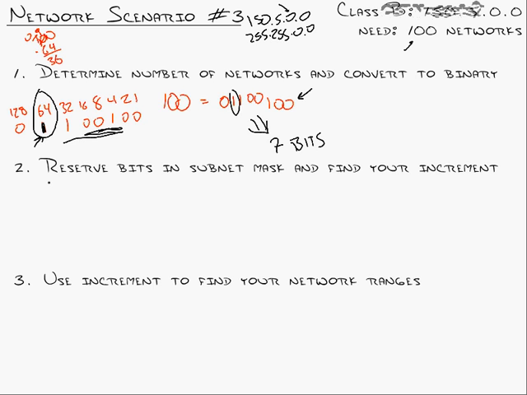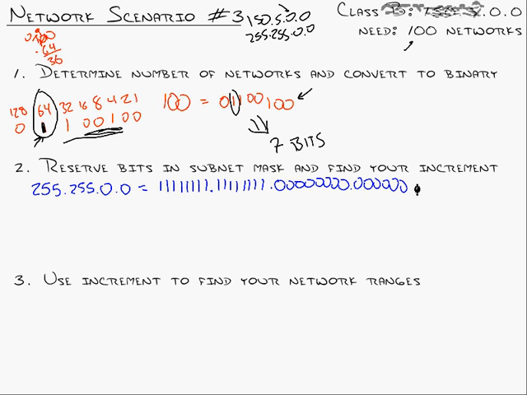Here's the second step. Reserve the bits in the subnet mask and find your increment. Now again, it becomes even more critical when you have a class B example to write your subnet mask in all binary. 1, 2, 3, 4, 5, 6, 7, 8. That's our first 255. 8. There's our second 255. Now the host bits. 1, 2, 3, 4, 5, 6, 7, 8. Dot 1, 2, 3, 4, 5, 6, 7, 8. We have 16 network bits. It's a /16 subnet mask by default, and 16 host bits that are at our disposal.